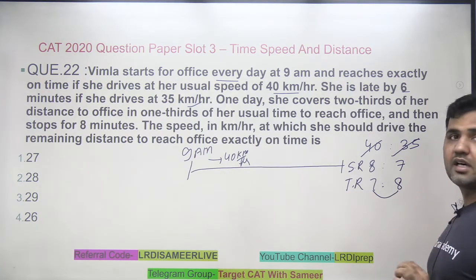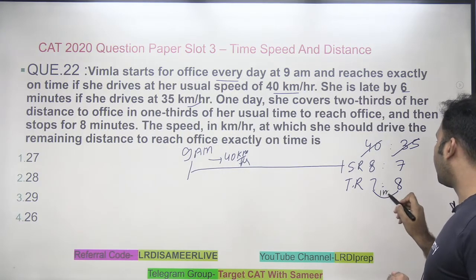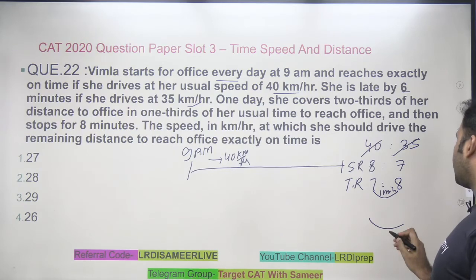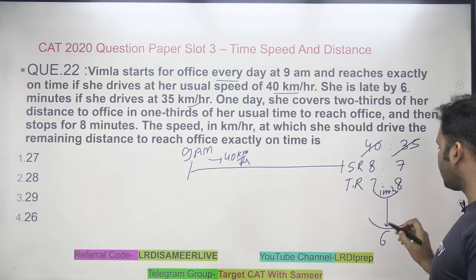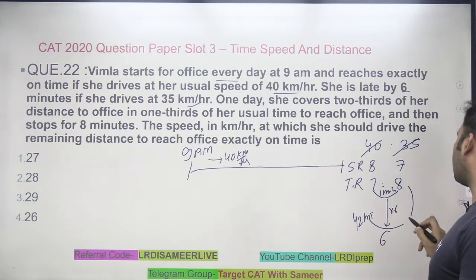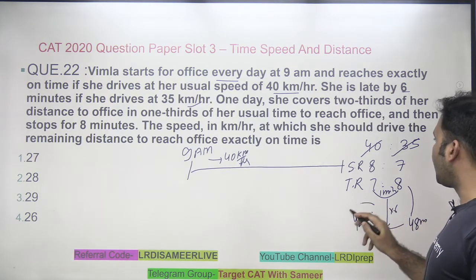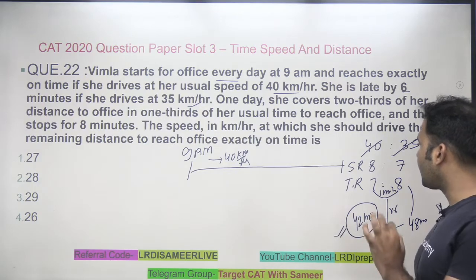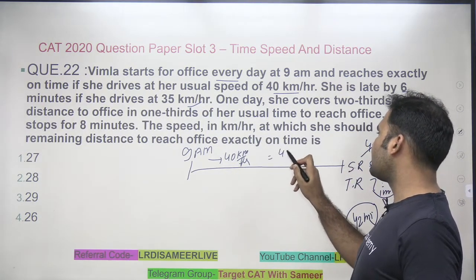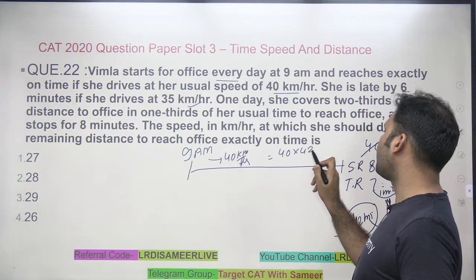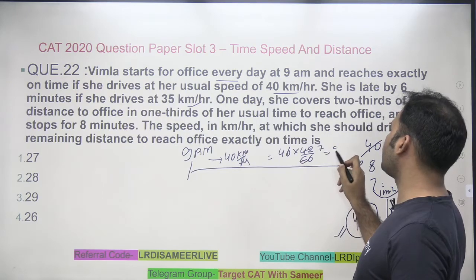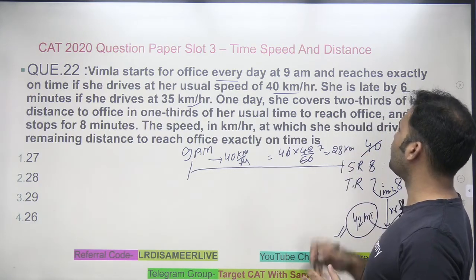The difference here is 1 minute, right? I want the difference to be 6 minutes. So this 1 minute difference should be 6 minutes. That means it will take 42 minutes here and 48 minutes here. Now she is reaching the office in 42 minutes at a speed of 40. So can I say the distance she is traveling is 40 into 42 by 60? That means the distance she is traveling to reach the office is 28 kilometers.